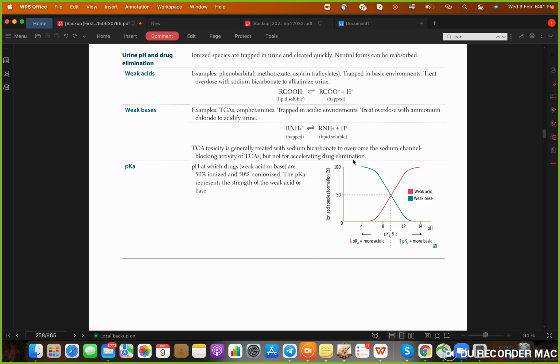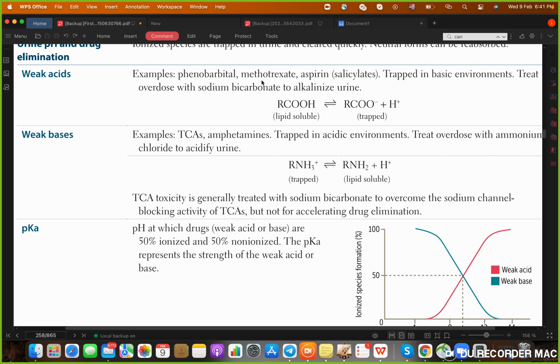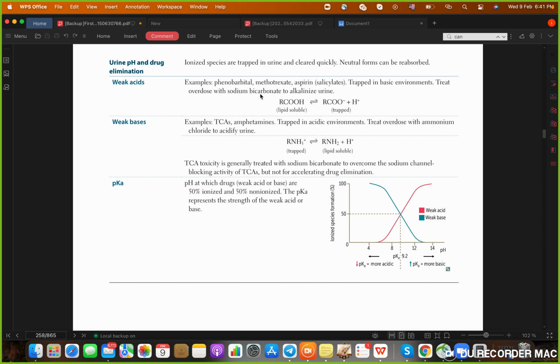So the weak acids include the following examples: acetylsalicylic acid, which is aspirin, methotrexate, and phenobarbital, which is a barbiturate. It's a drug that basically works on the GABA-mediated chloride channel, and it makes the channel open for a longer period of time, so it increases the duration of opening of the chloride channel, which leads to more relaxation.